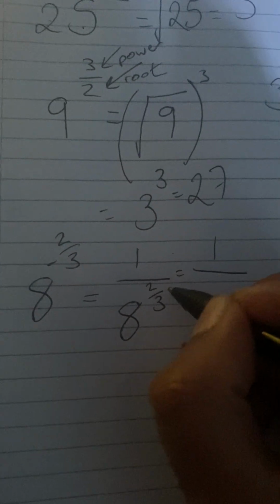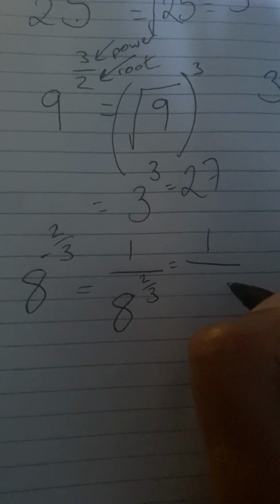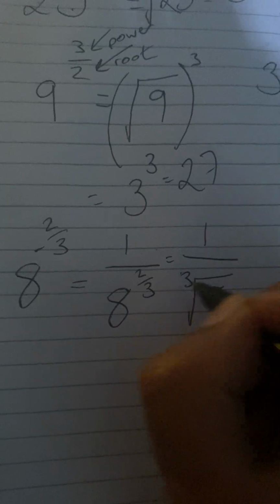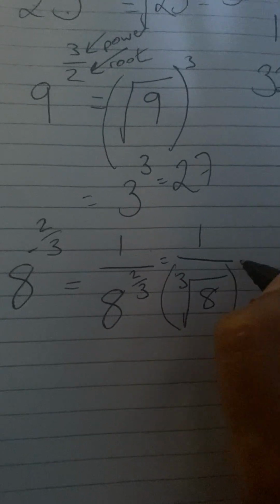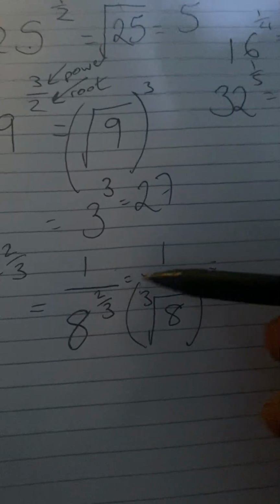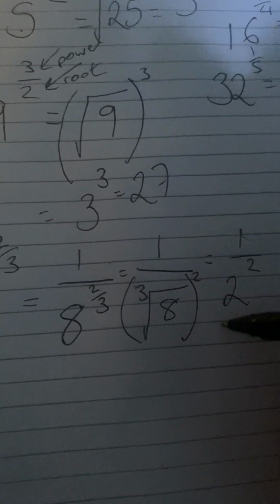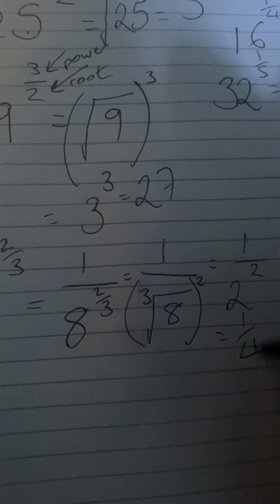Again, that'll be 1 over. I root by the bottom and then power by the top. So it's 1 over the cube root of 8 all squared. The cube root of 8 is going to be 2. So you have 1 over 2 squared, which is 1 over 4, or 1/4.